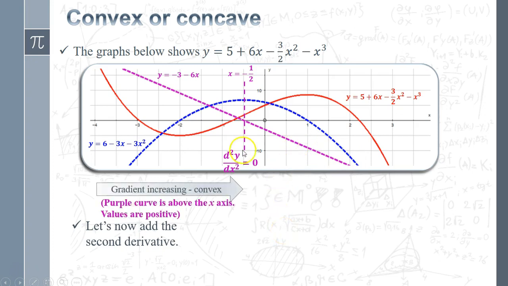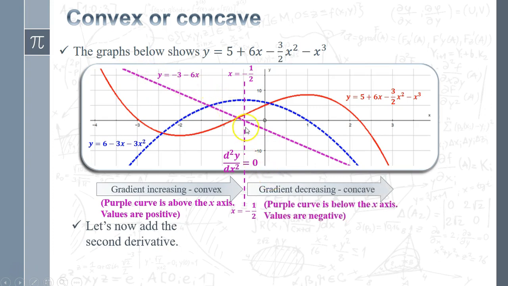And so up until this point at x equals half, we can see the gradient is increasing because the purple curve is above the x-axis, and beyond x equals half, the gradient is now decreasing because the values are below the x-axis.